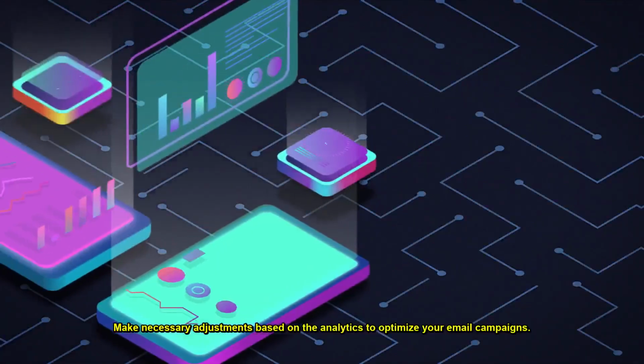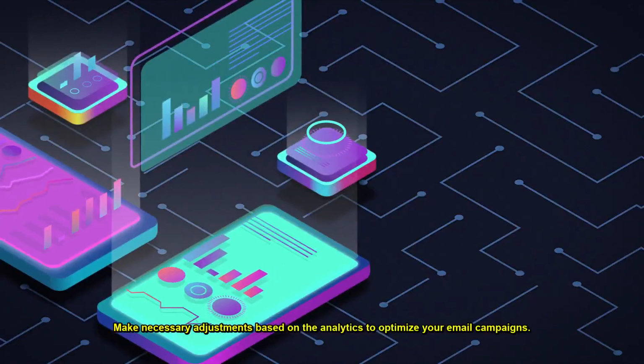Once everything is set up and tested, you can start using Mailgun for deliverability checks directly from your CRM. Monitor your email performance through Mailgun's analytics dashboard for ongoing insights. This integration will help improve your email deliverability and track important metrics. Make necessary adjustments based on the analytics to optimize your email campaigns.